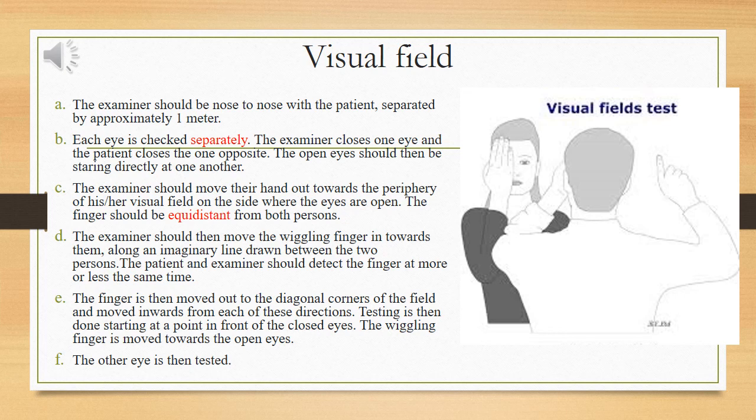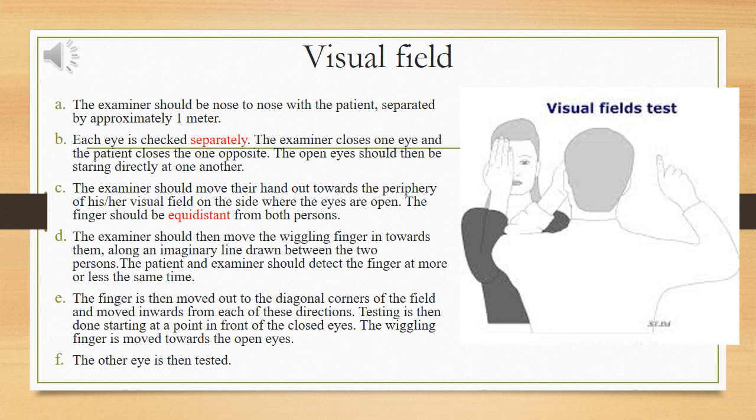The visual field is a very important part of the examination of the optic nerve. Ideally, the examiner and the patient should be at the same level, separated by approximately 1 meter. You can approximate that by putting your hand on the patient's shoulder at a distance of your arm and forearm. Each eye should be examined separately.